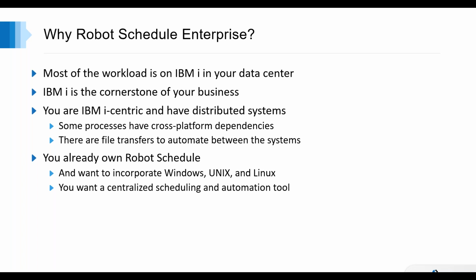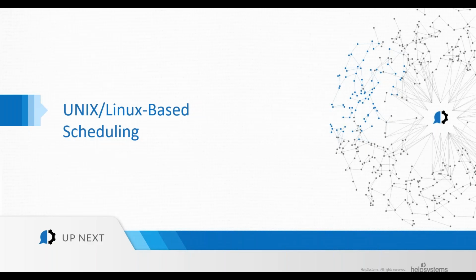We've been doing that now for well over 2 decades, helping customers out from Robot with non-IBM i scheduling processes, things like file transfers, etc. And of course, if you own Robot Schedule already and you're wondering, can it help you out on Windows, Unix, and Linux? We can. All we have to do is add in another library to your system that is all done through Java, called the Robot Schedule Enterprise library. And next thing you know, you have a centralized tool for scheduling and automating even non-IBM i processes.